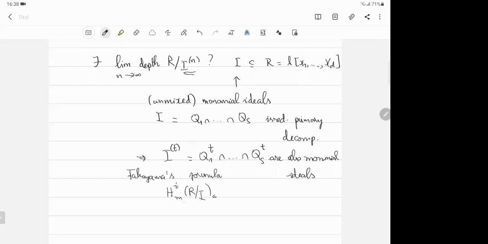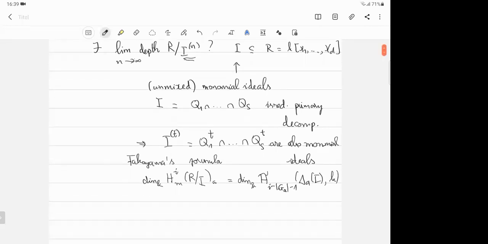The good thing about Takayama is that it gives you the formula for the local cohomology. It computes it in terms of some reduced simplicial homology. In the end of the last lecture, what I was trying to write is this formula. And we know that the depth can be computed from this. The depth is computed as the minimal i such that the i-th local cohomology of this is non-zero. And this is, roughly speaking, some combinatorial object.